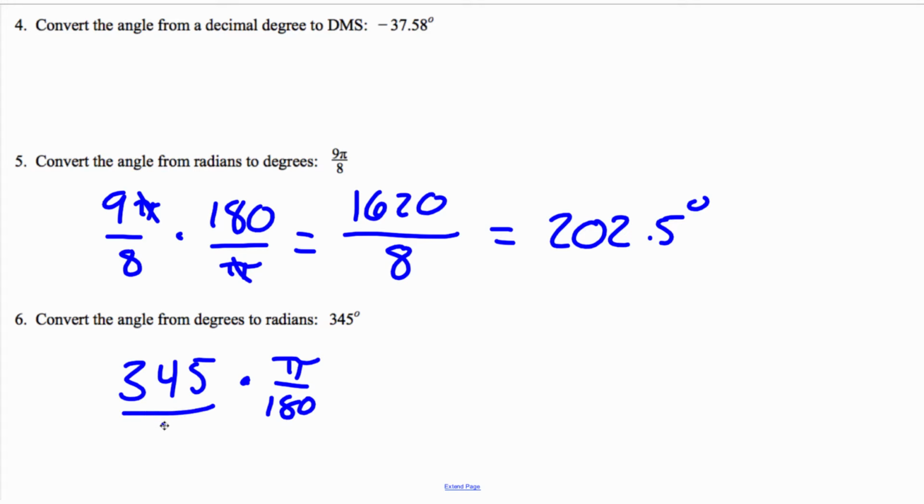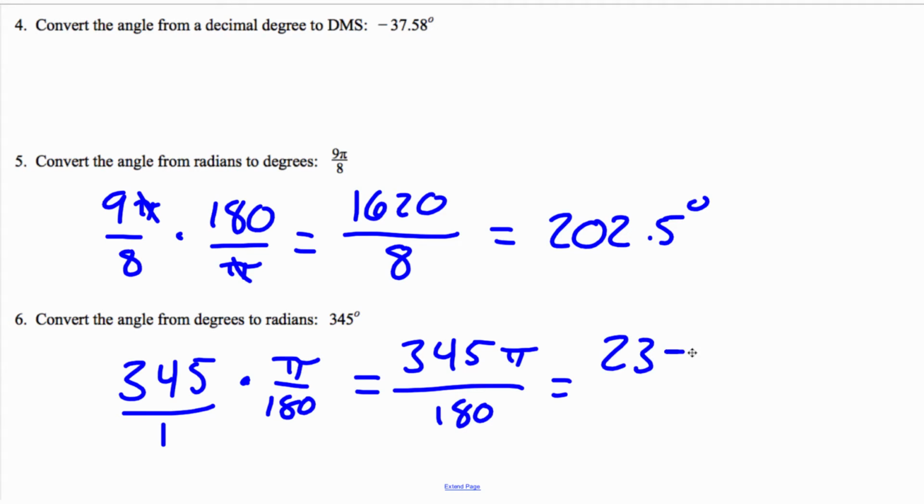Now this 345 is technically over 1, so if we start multiplying these together, we end up with 345 pi over 180. And then I would look to reduce this fraction down. So this will actually reduce down into 23 pi over 12.